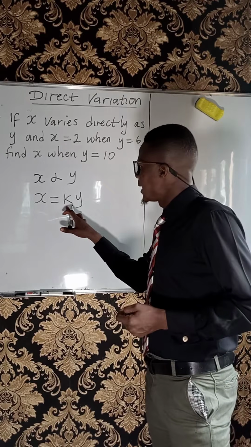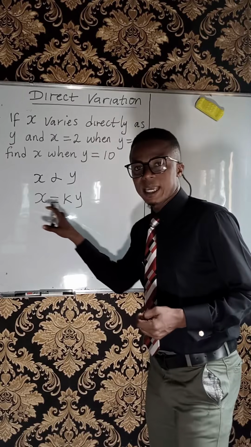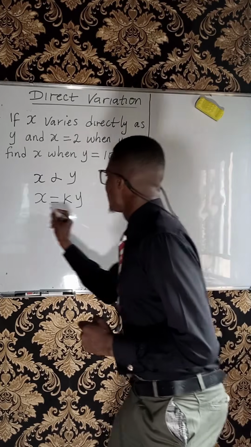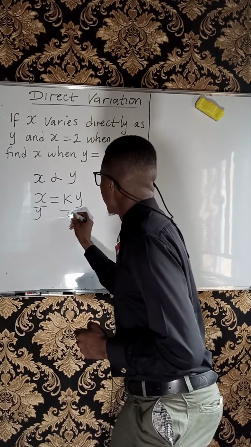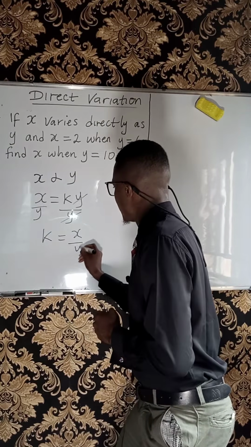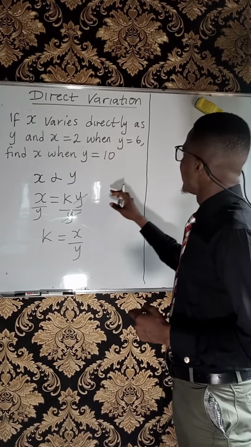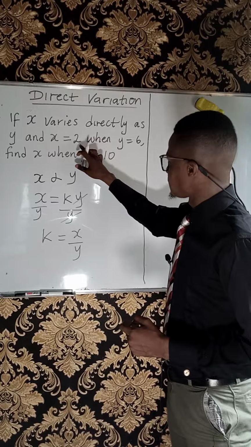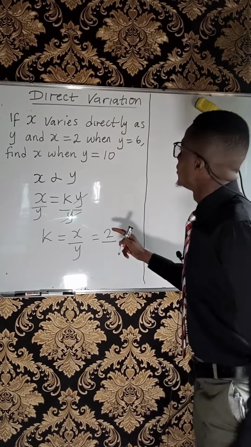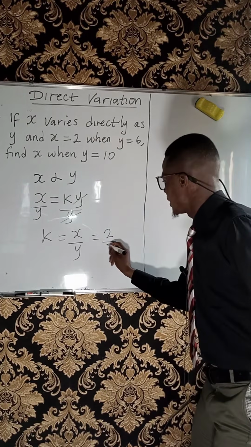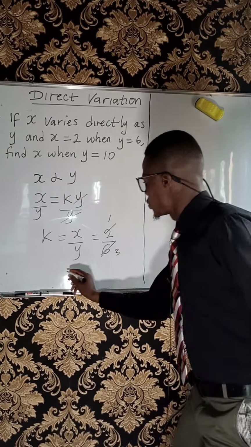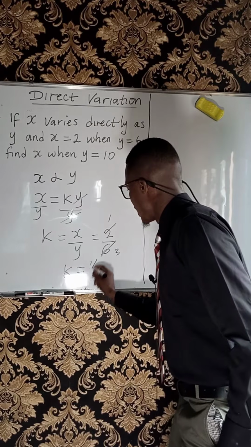Hence, if I want to get this k, I will divide both sides by y so that k will stay alone. You can see that this y is affecting k, so for k to stay alone, I divide both sides by y. You can now see that the value of k is x over y. And what is my x? Initially, my x is 2, so I have 2 over, what is my y? My y is 6. 2 divided by itself is 1, and 6 divided by 2 gives us 3. So the constant of this relationship is just 1 over 3.